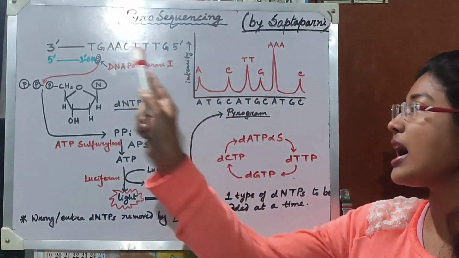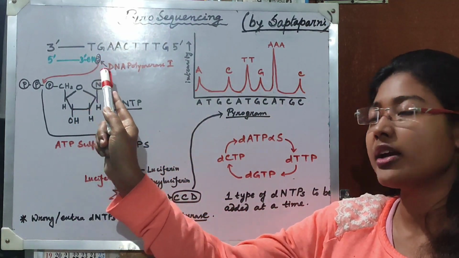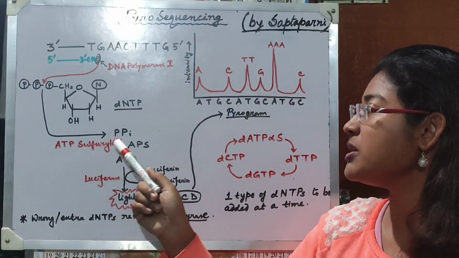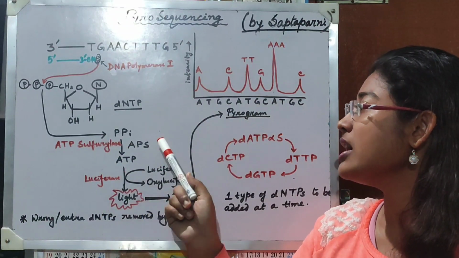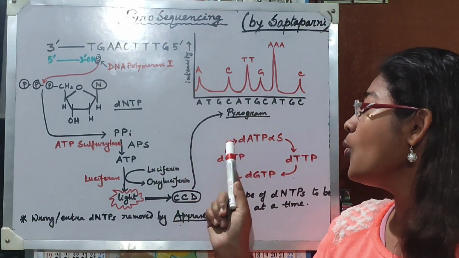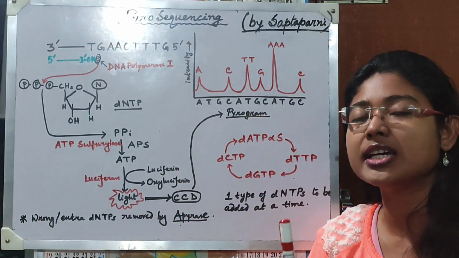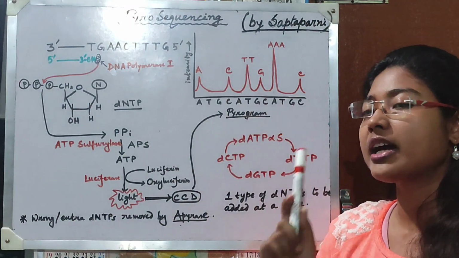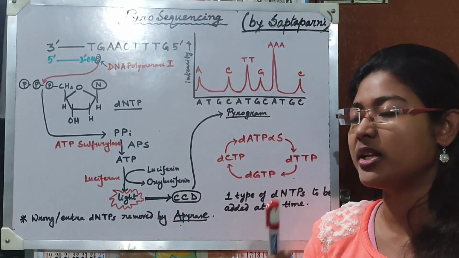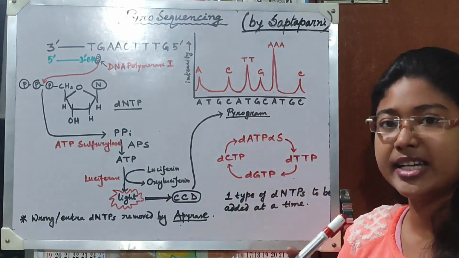Okay, after adding the primer sequence and all other enzymes like ATP sulfurylase, luciferase, and other substrates like apyrase, luciferin, we will add only one single type of dNTP. It can be either dATP or dTTP or dCTP or dGTP. Let's say first of all we will add dATP.